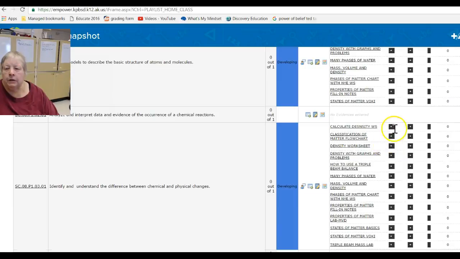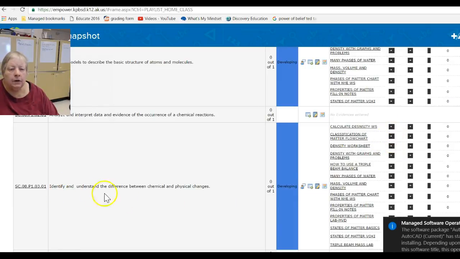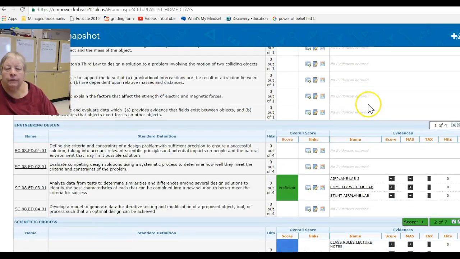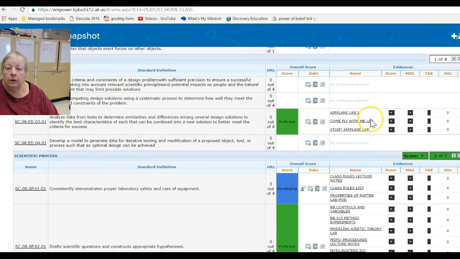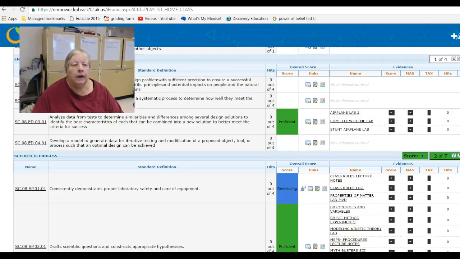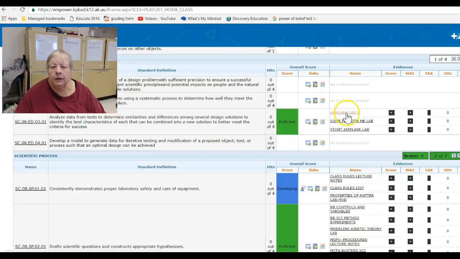And if we go on down, you see there are more pluses in this second standard, talking about the difference between chemical and physical properties. And then more here, talking about particle motion and some other things like that. And then here we have some lab standards. These are 3 labs that the student did. This is engineering design. And you'll notice that this shows proficient. Well, that's because the student has done enough work at a proficient level to actually earn this standard. So they have 1 standard earned.